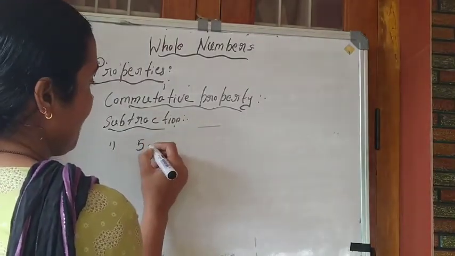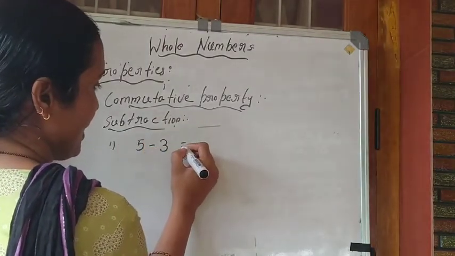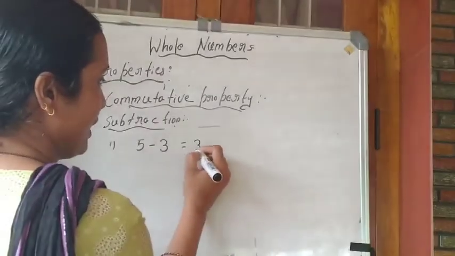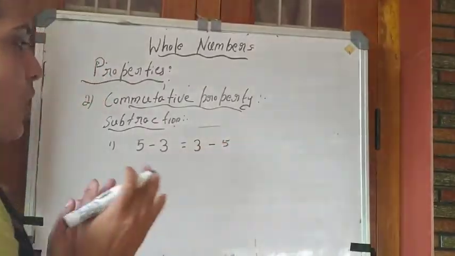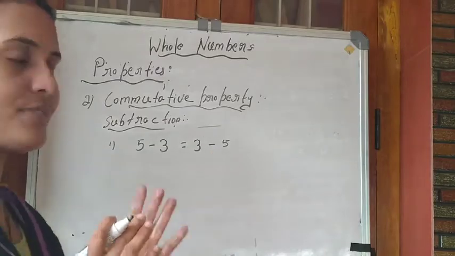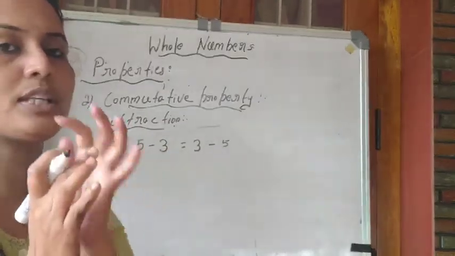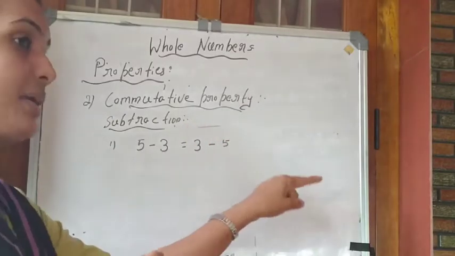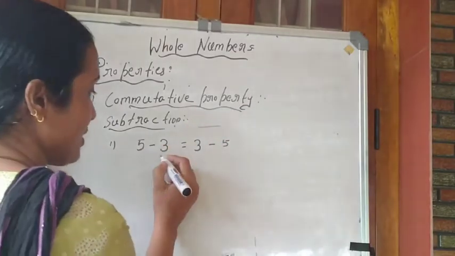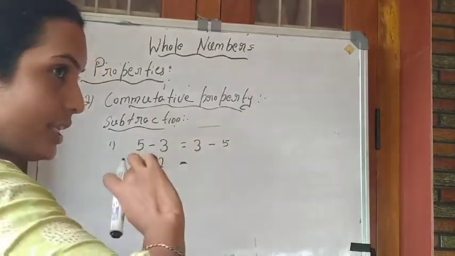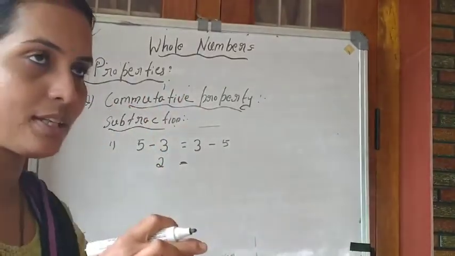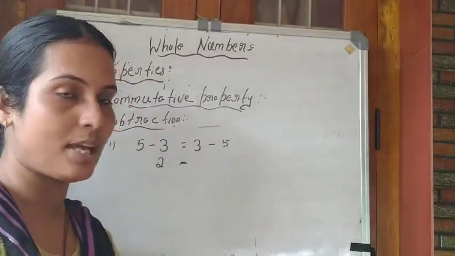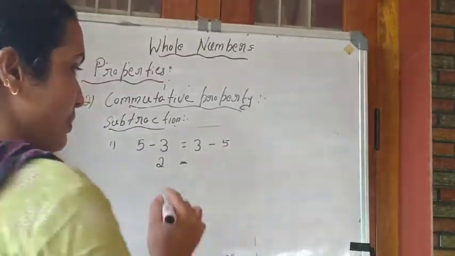Example: 5 minus 3 is equal to 3 minus 5. I'll change the order. This is the symbol of subtraction, and I change only the position of the numbers. 5 minus 3, then I have written 3 minus 5. 5 minus 3 is plus 2. For 3 minus 5, we have to subtract and put the sign of the greater number. So here the greater number's sign is minus.